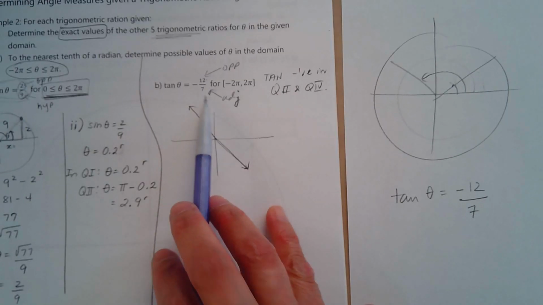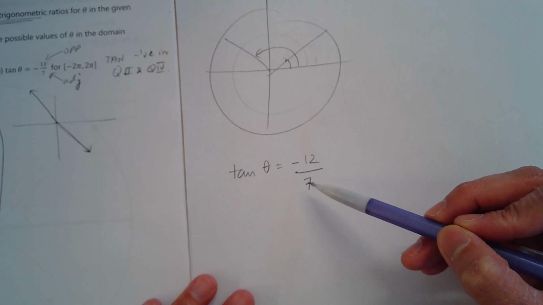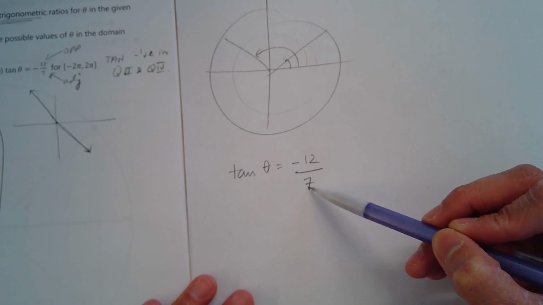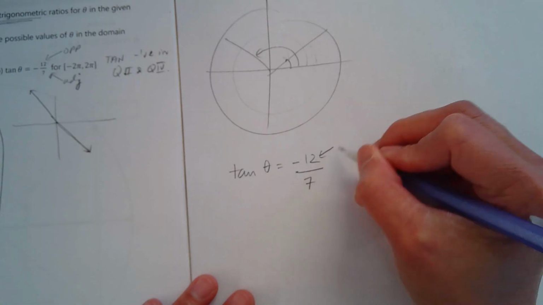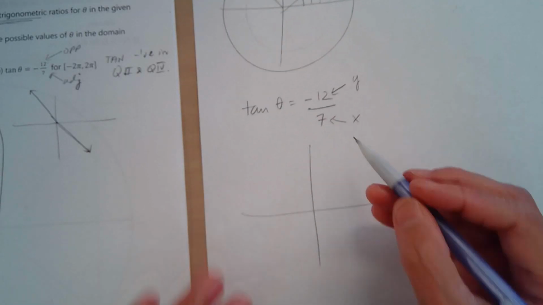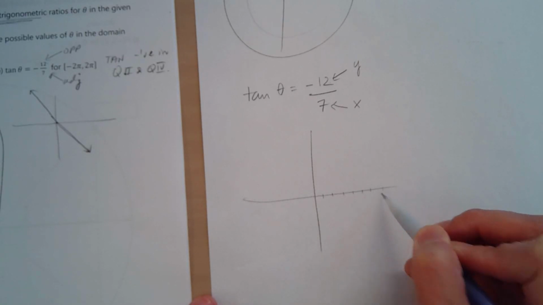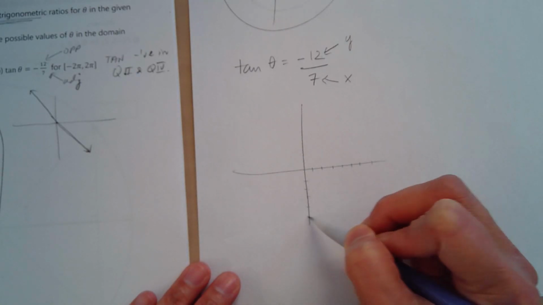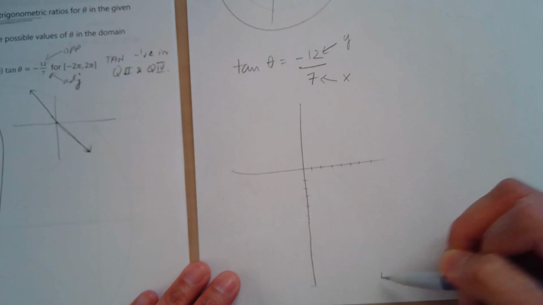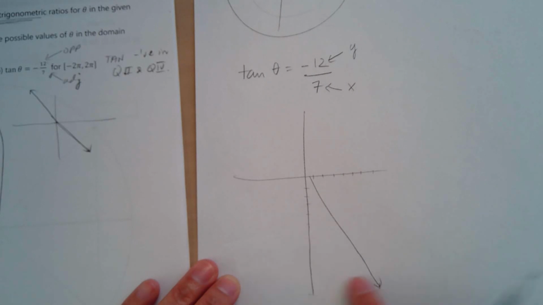Negative 12 over 7 can be written as negative 12 over positive 7. Yes? So if this is the y and this is the x, it would look like this. 7, negative 12, 1, 2, 3, 4, 5, 6, 7, 8, 9. That's right here. That's why it's in quadrant 4.